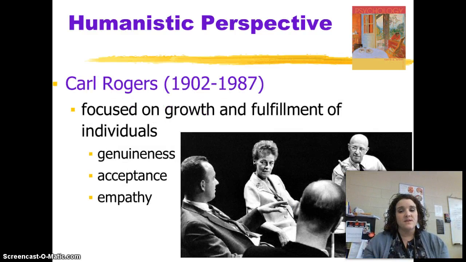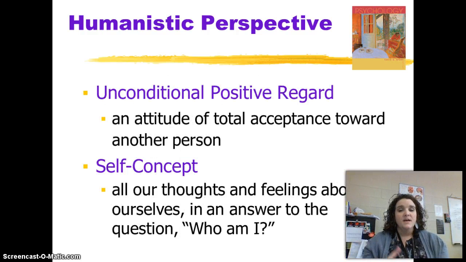Carl Rogers is also going to look at the humanistic perspective. He focused on growth and fulfillment of individuals. He looked at things like genuineness, acceptance, empathy, that those are the things that we need to kind of grow as individuals. And that's what drives, remember, all of these things are what drive our personality. So he talked about unconditional positive regard, which is an attitude of total acceptance toward another person. And if you think about this, think about how hard that is, to really love someone unconditionally, totally accept them for who they are without any ifs, ands, or buts, like total acceptance toward another person.